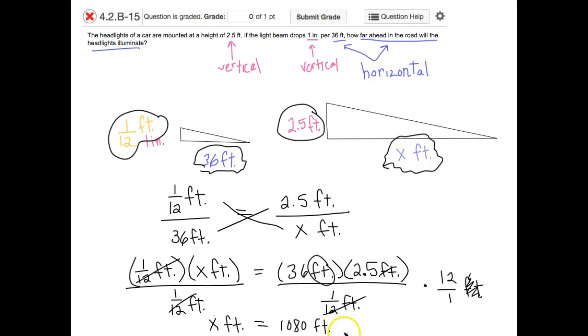So that's another way to kind of check and make sure you're doing things correctly, is to look at your units. Sometimes that helps. So let me know if you have questions from there.